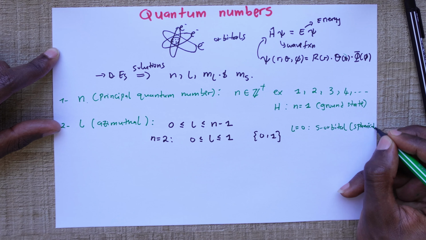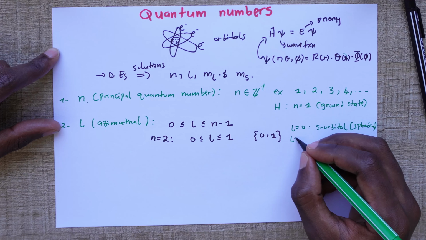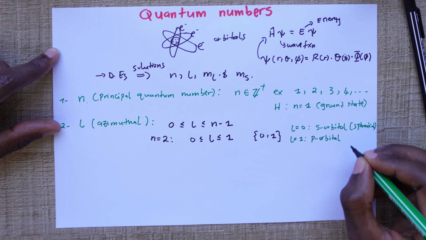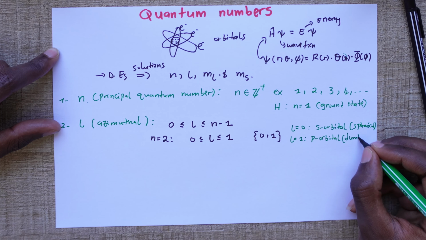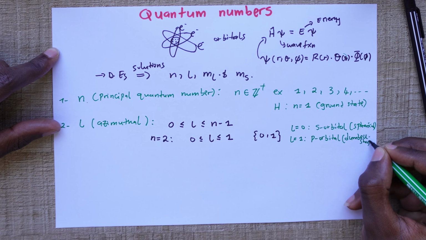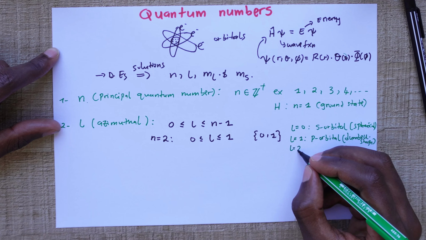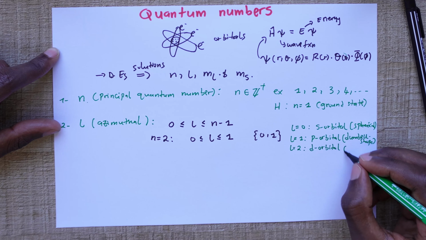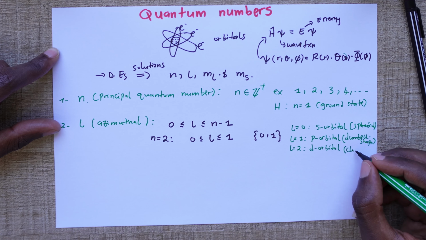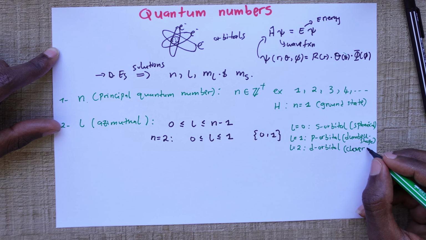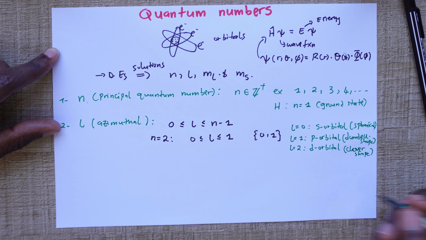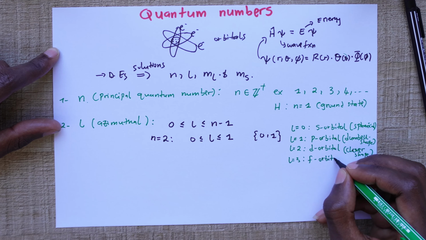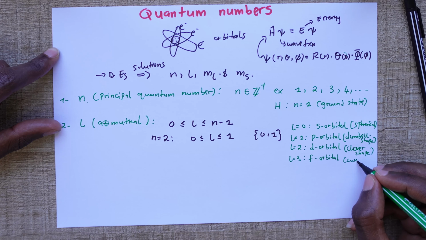If l is 1, then this corresponds to a p orbital, which has a dumbbell shape. If l is 2, this corresponds to a d orbital, which is shaped like a flower, like clovers, to be more precise. And if l is equal to 3, we get the last type of orbital, which are f orbitals, and which are much more complex.